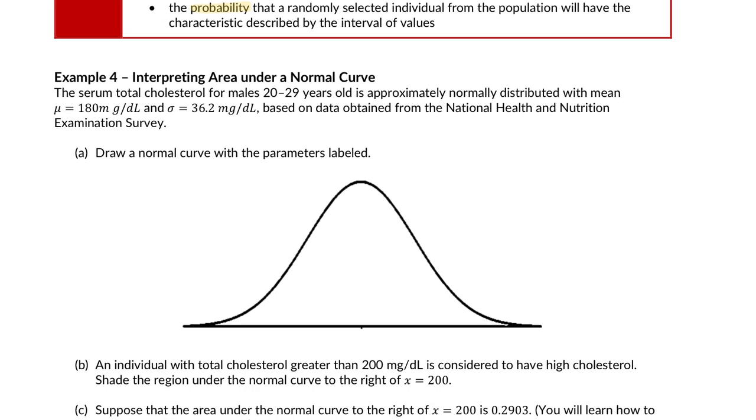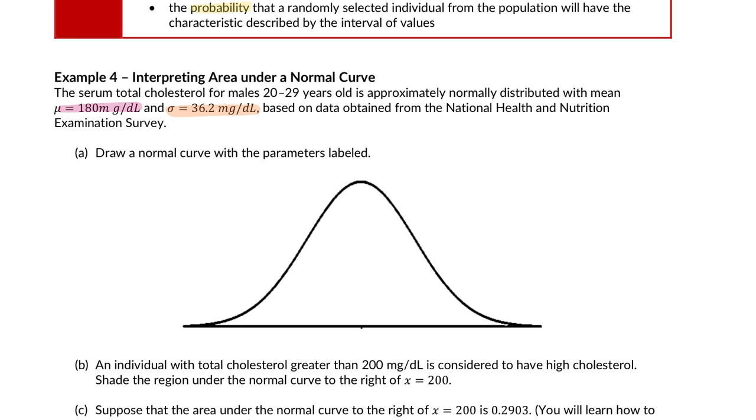It says, the serum total cholesterol for males that are 20 to 29 years old is approximately normally distributed with a mean of mu equal to 180 milligrams per deciliter, and sigma, a standard deviation of 36.2 milligrams per deciliter. Based on the data obtained from a National Health and Nutrition Examination Survey, draw a normal curve with the parameters labeled. We want the mu and the points of inflection for this graph.